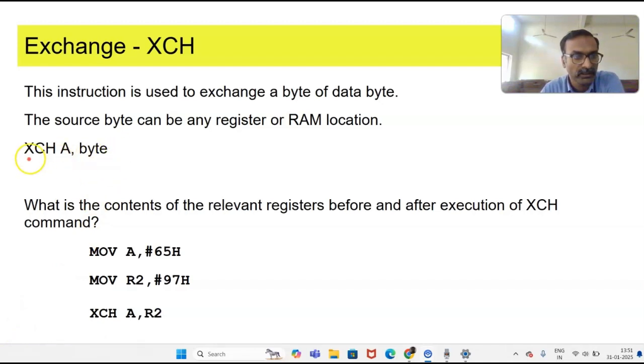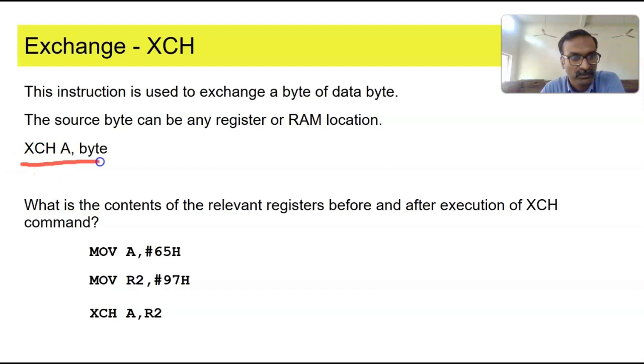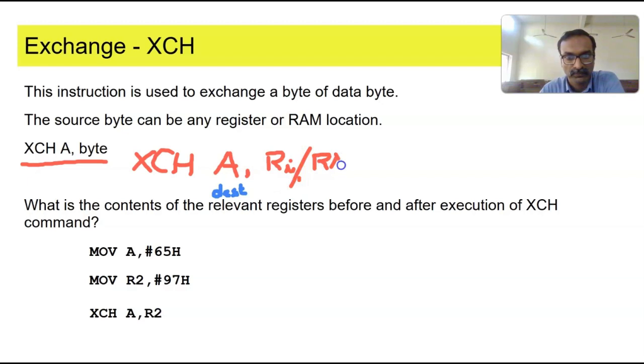So we can find that this is the syntax. So it can be XCH. This is the destination. And we have byte, which can be a register like R1, or it can be a RAM location. So this is the source.